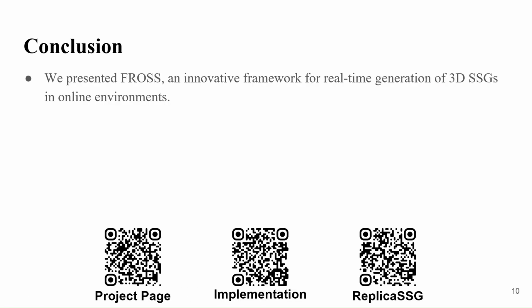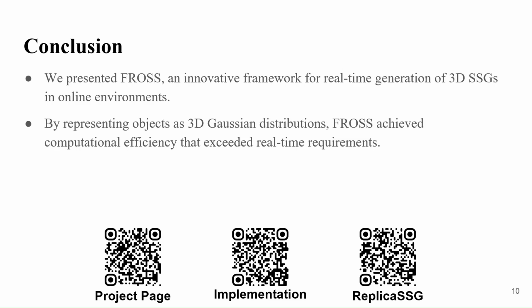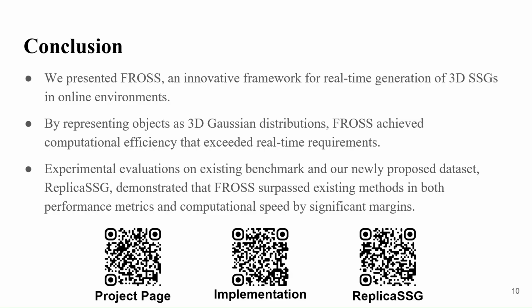In conclusion, FROSS is a framework for real-time generation of 3D semantic scene graphs in online environments. It achieves computational efficiency that exceeds real-time requirements by representing objects as 3D Gaussians. Experimental evaluations on both existing benchmarks and our newly proposed Replica SSG dataset show that FROSS outperforms existing methods in both recall and computational speed by significant margins.